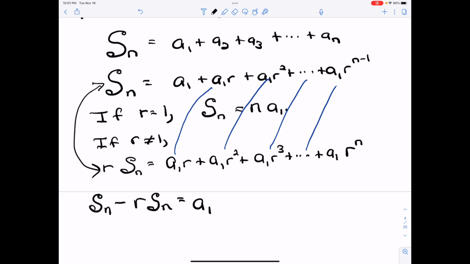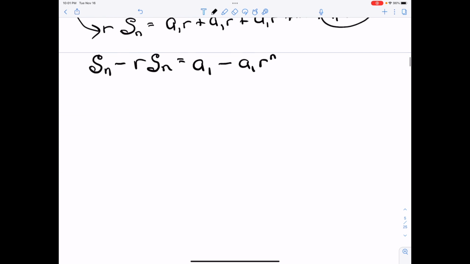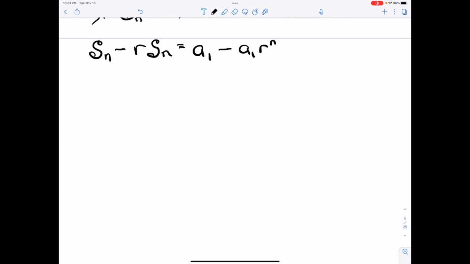And you'll be left with a sub 1 minus a sub 1 times r to the n. So you have this term minus this term, if that happens, because everything else in between will go to 0 when you subtract. So you can take that and clean it up a little bit and come up with a nice formula.